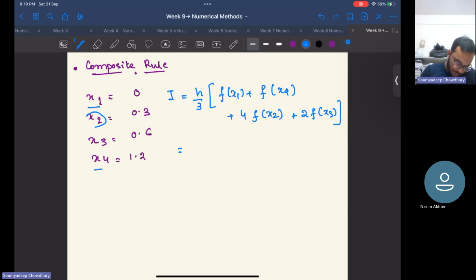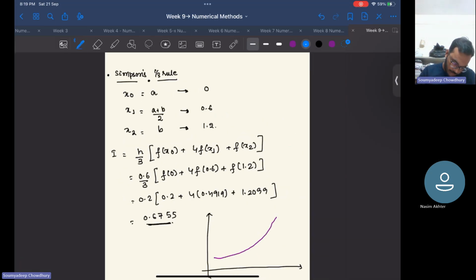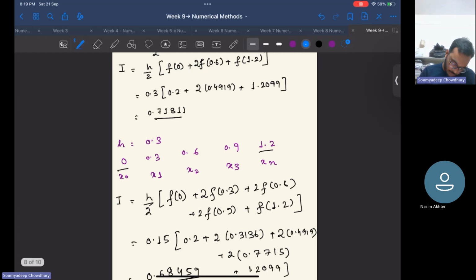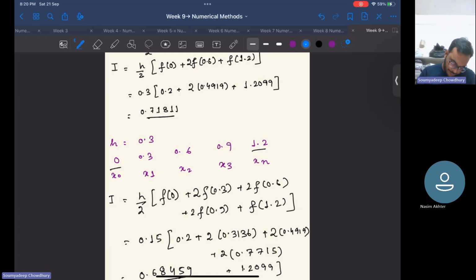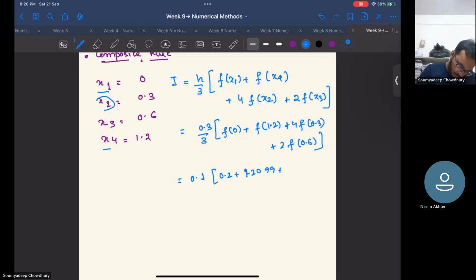So what is h here? h is 0.3, so 0.3 by 3 times f of 0, f of 1.2, 4 f of 0.3, 2 f of 0.6. So it is basically 0.2, 1.2099. How much is f of 0.3? We calculated it, right? It is 0.3136. One second, I made a mistake.